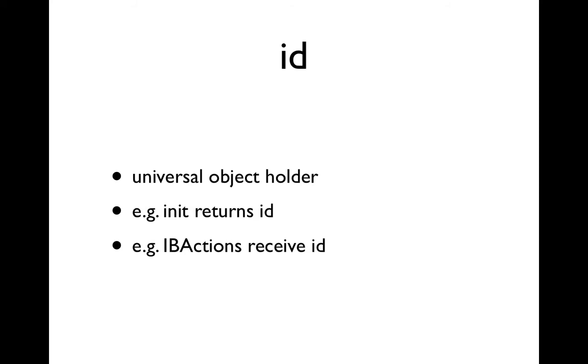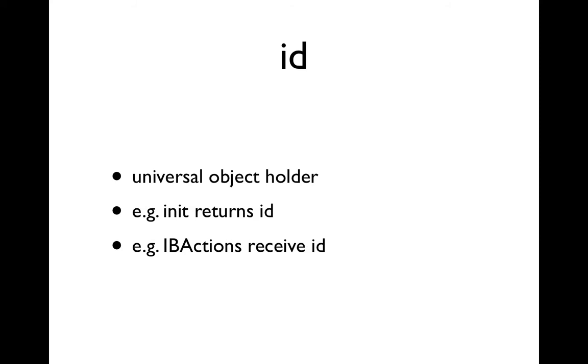So if you don't know what kind of objects you're going to deal with, use id. And the common use of id which we saw a lot is when we were overriding the init method. It was returning an id because, well, you never know what object you are working on. This is generic initialization, and the IBActions usually receive the sender id.